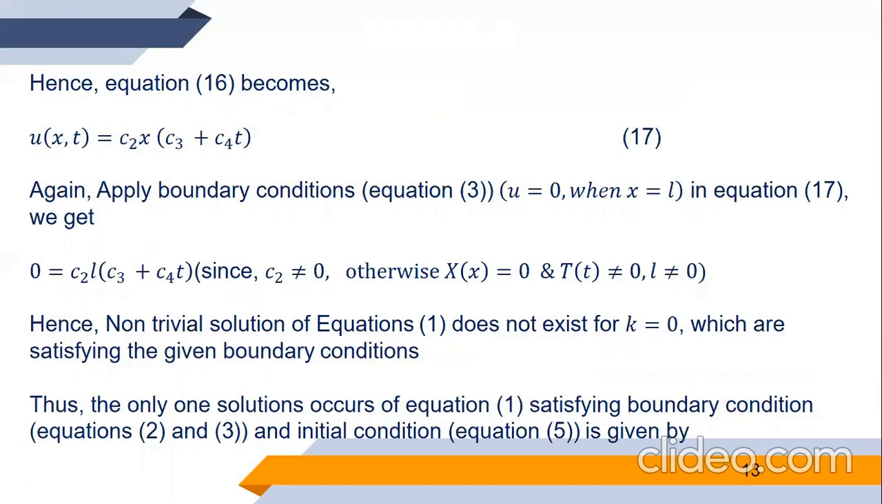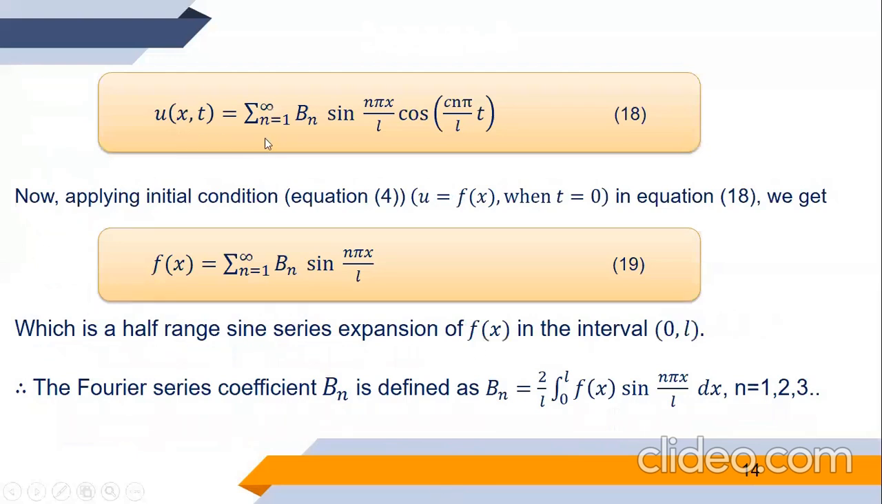So only in the case k less than 0 does a non-trivial solution exist, which satisfies the boundary condition and initial condition. Thus the only solution of equation 1 satisfying boundary conditions 2 and 3 and initial condition 5 is given by u(x,t) is equal to the summation n is 1 to infinity of bn sin n pi x by L cos c n pi by L into t.